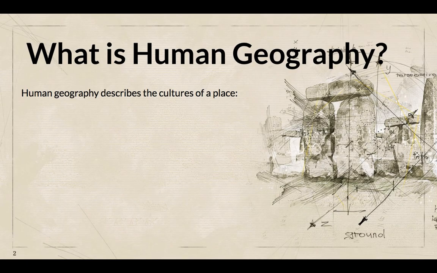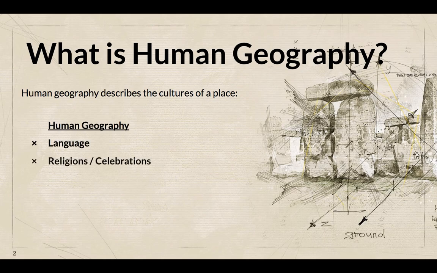What is human geography? Human geography describes the cultures of a place. Human geography includes the languages that are spoken, the religions and celebrations of a culture, the foods that are eaten in a place, the games and leisure activities of a place, and the government and the economy of a place. These are things that have less to do with the earth and the physical geography or the lines that are drawn on maps, and have more to do with the people that live in these different places.